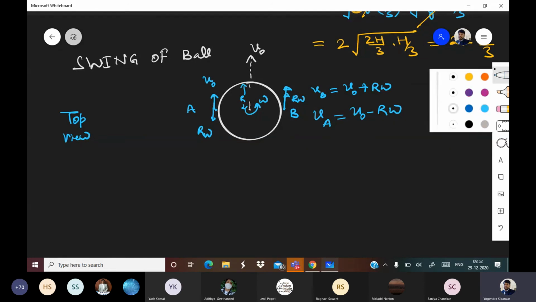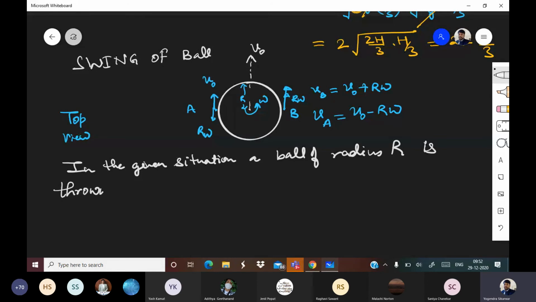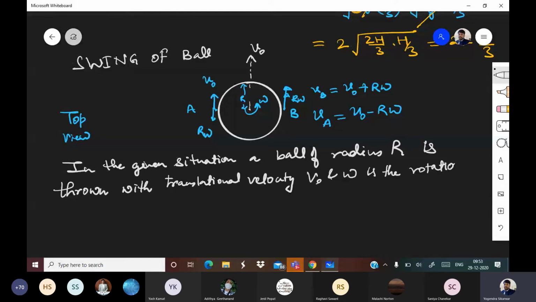A and B, as I told you, let me write in words. In the given situation, a ball of radius r is thrown with translational velocity v naught, and omega is the rotational velocity given at the time of throw. I am using the word throw here.